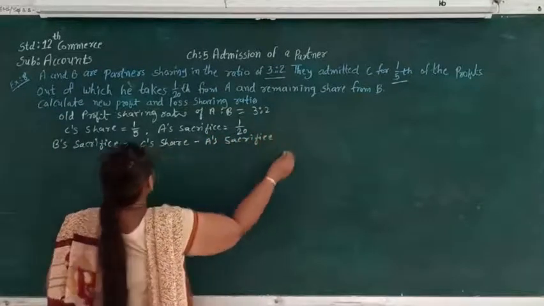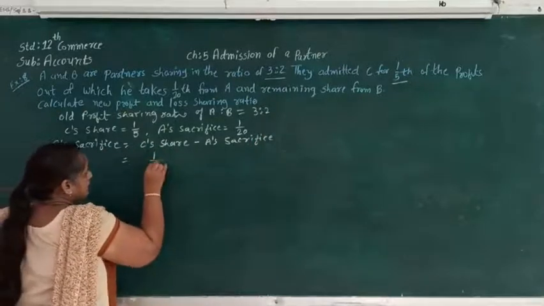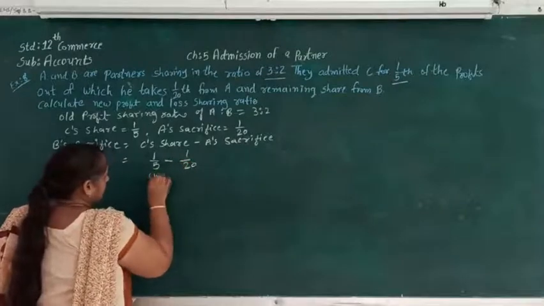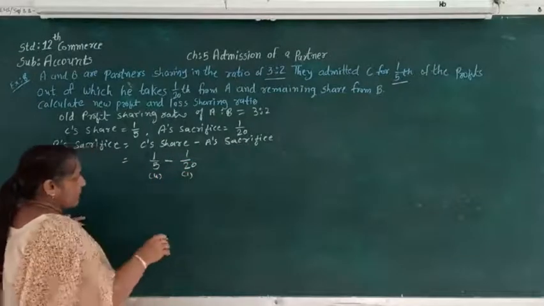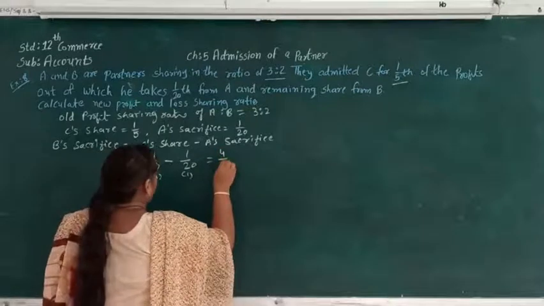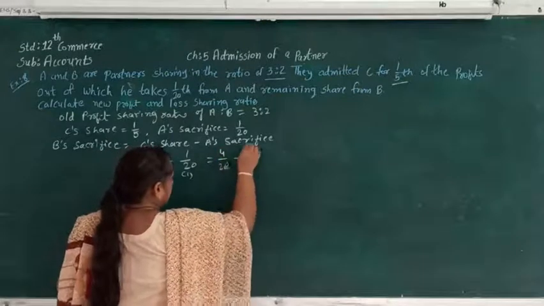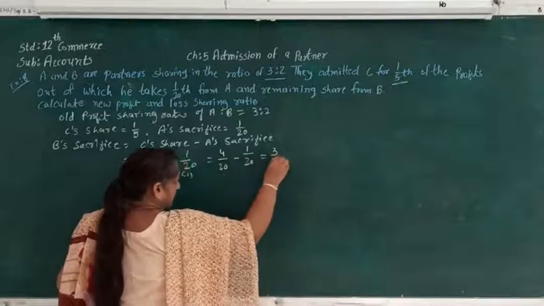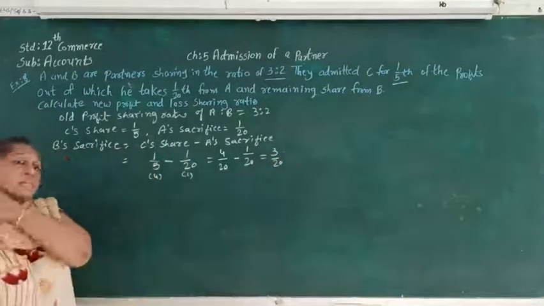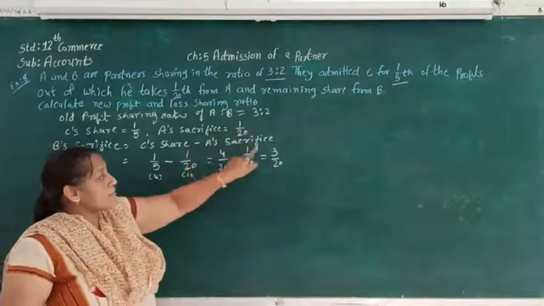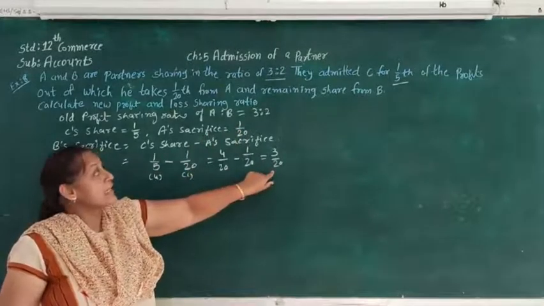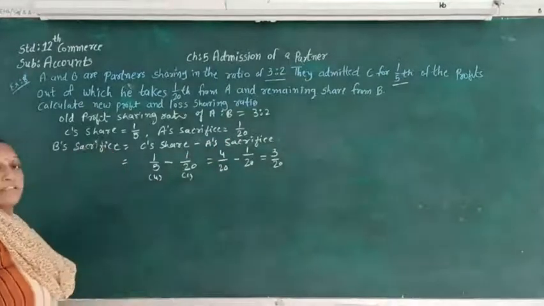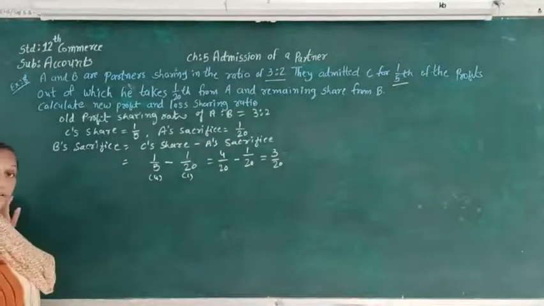So what will be C's share? As we know, it is 1/5, and A's sacrifice is 120. So making the denominator same, here it will be 420 minus 120. So 320 is B's sacrifice. Now we know A's sacrifice as well as B's sacrifice. So from their old ratio, we are going to deduct their sacrifice to find the new share.